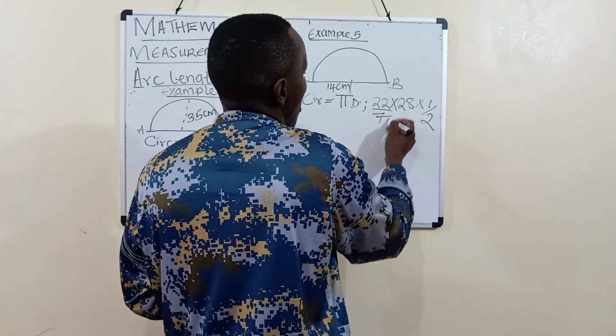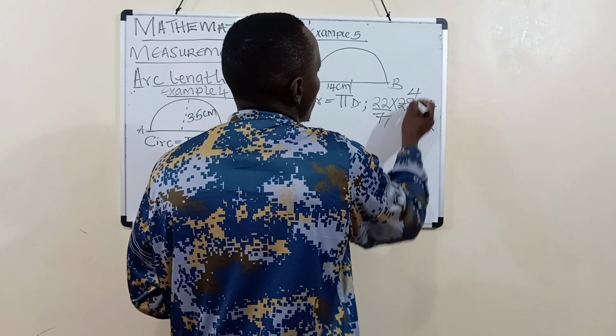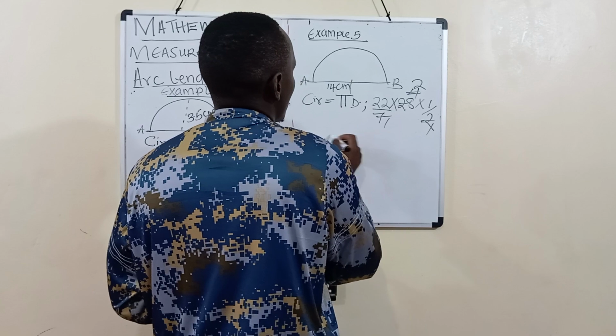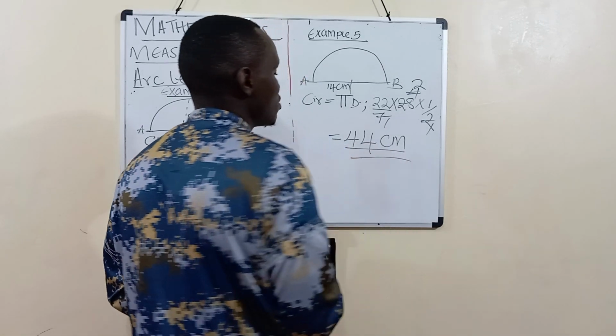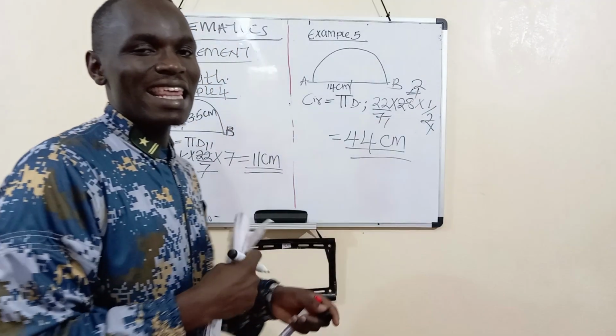When we multiply by a half, what do we get? We get 44 centimeters. 44 centimeters stands as the arc length.